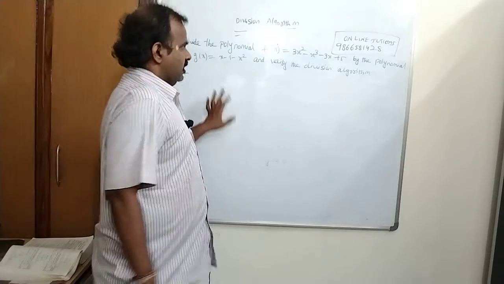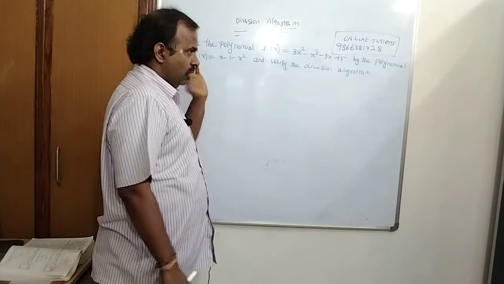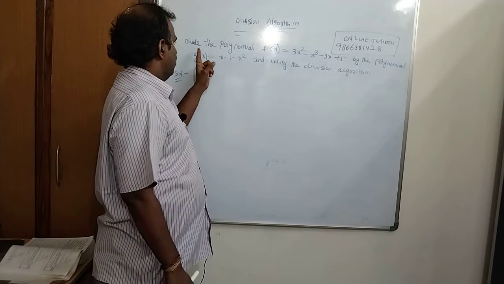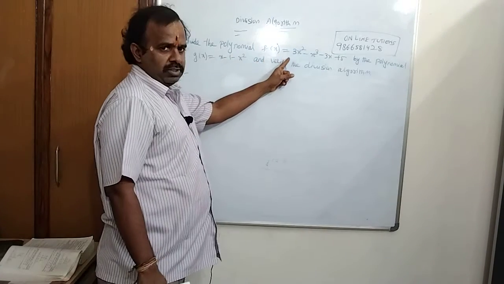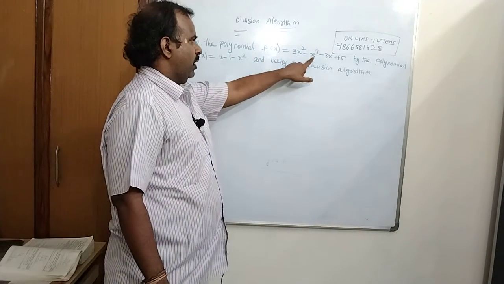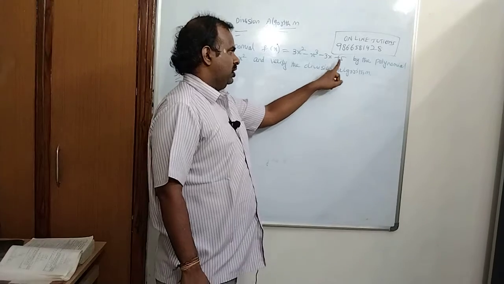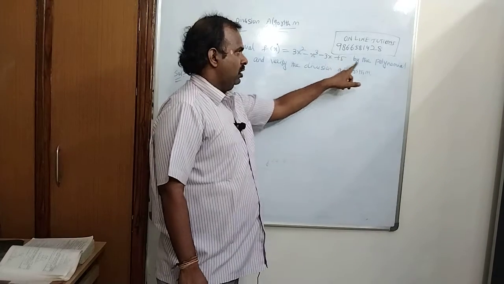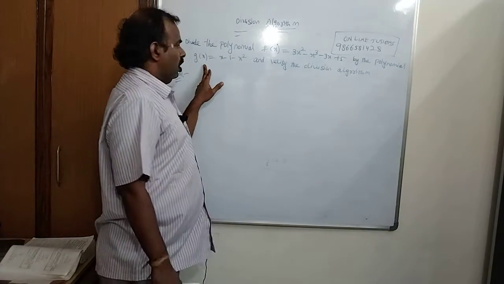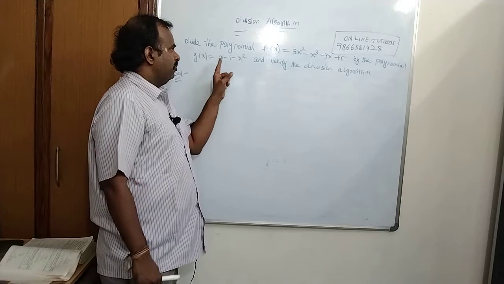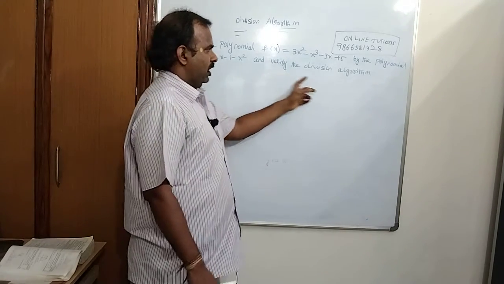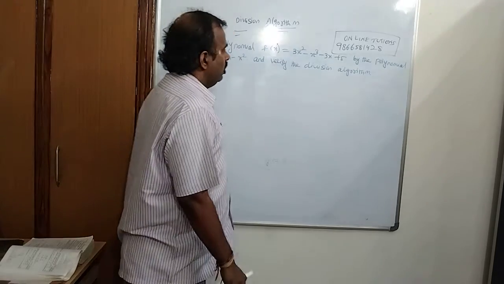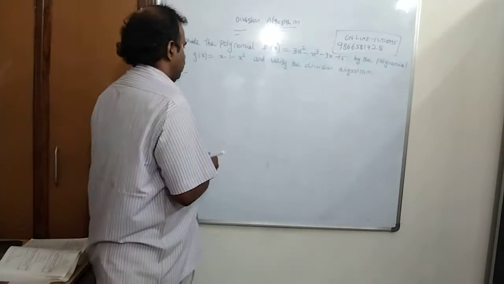Now let us apply the concepts of the division algorithm for this problem. First, divide the polynomial f of x equals 3x square minus x cube minus 3x plus 5 by the polynomial g of x equals x minus 1 minus x square, and verify the division algorithm. Now first, how to do this?